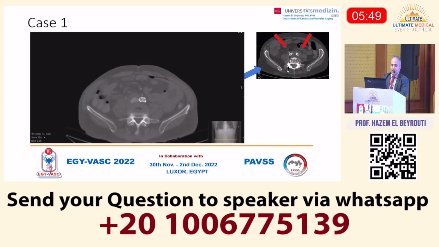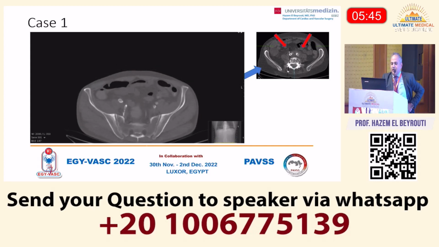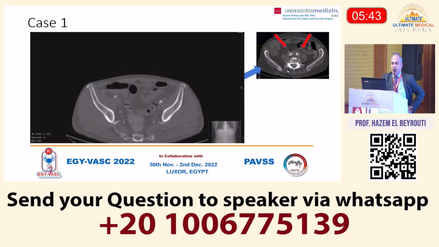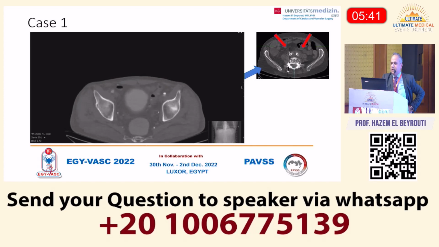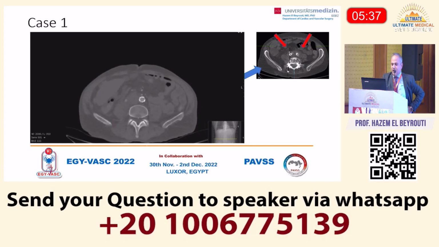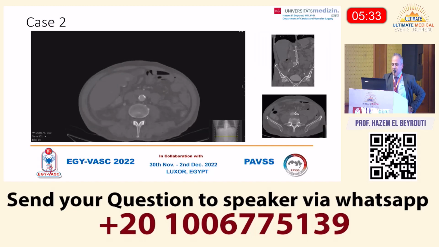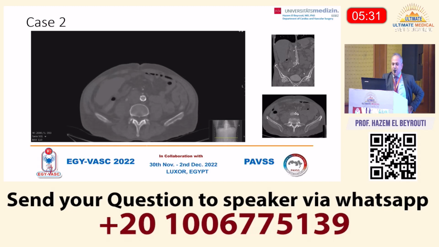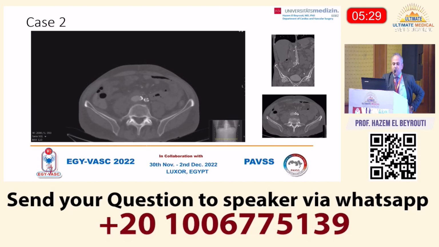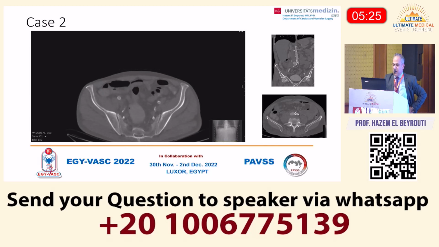Here, case one, a patient who underwent stent implantation in EVAR as EVAR in the aorta and kissing balloon in the bifurcation in the iliac position. Another patient with PAU and mycotic aneurysm in the aortic bifurcation.